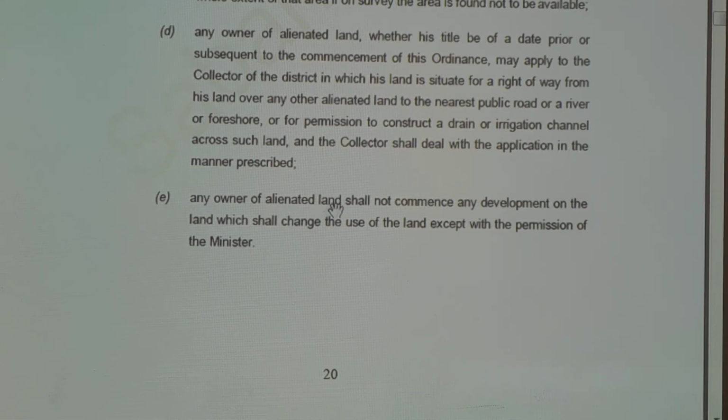The owner of alienated land shall not commence any development on land which shall change the use of the land, except with the permission of the minister. Okay, there are questions on this subsection, so it's important for you to understand this. Okay, I will actually now deal with this key point.